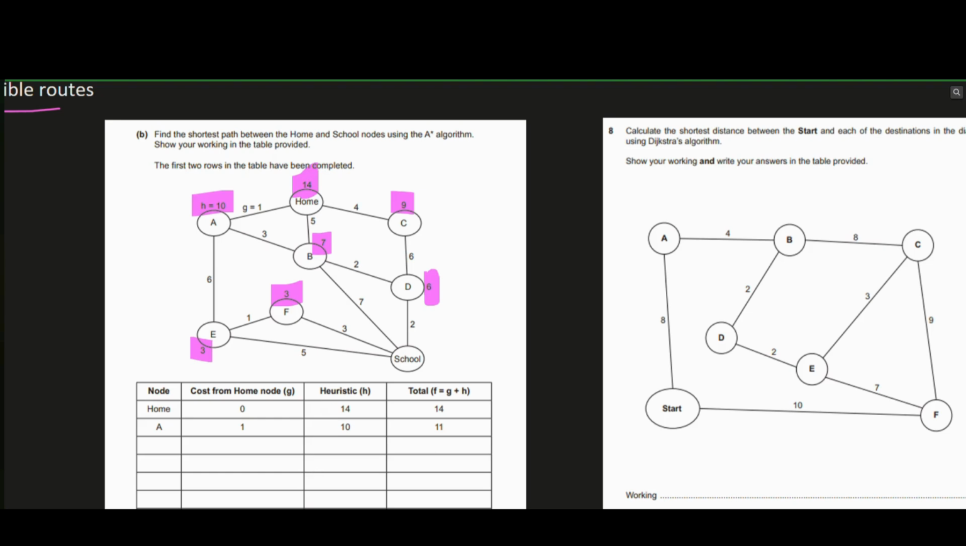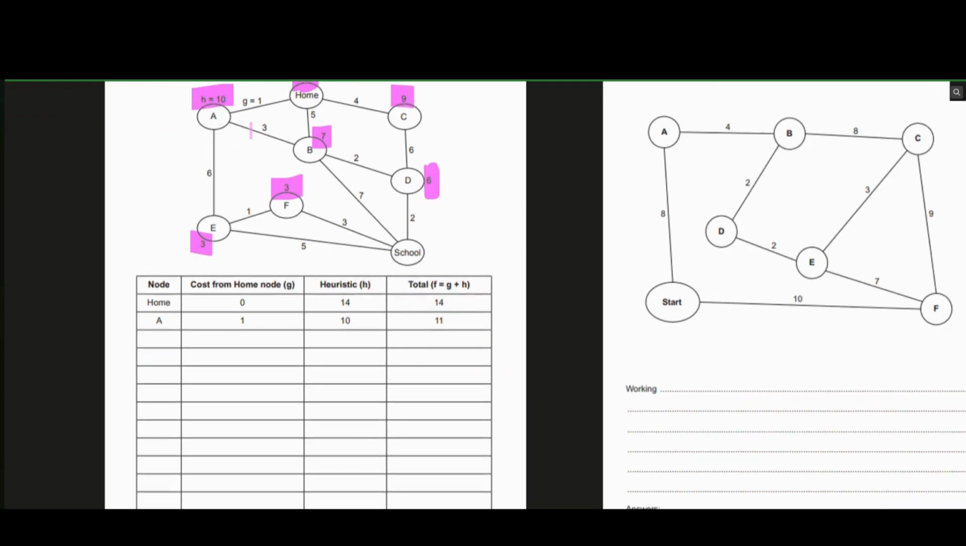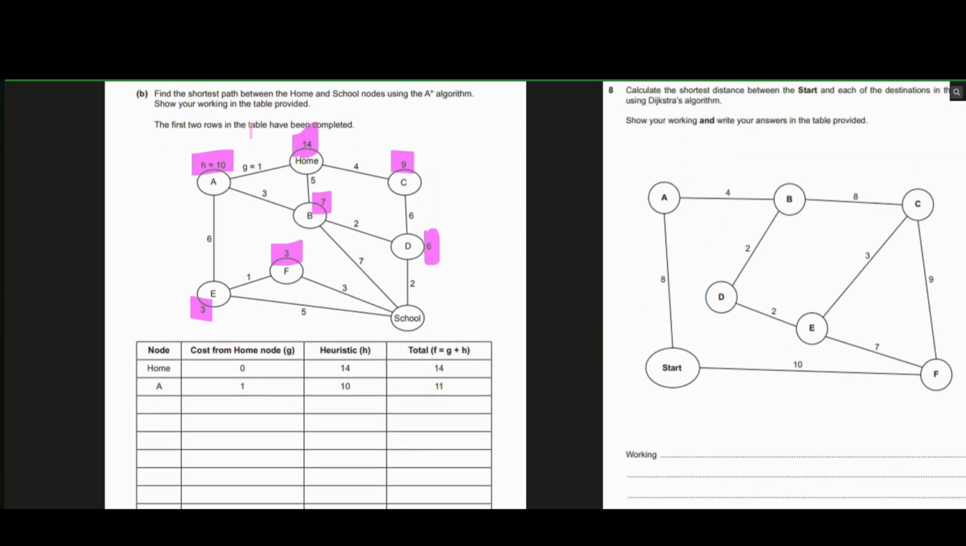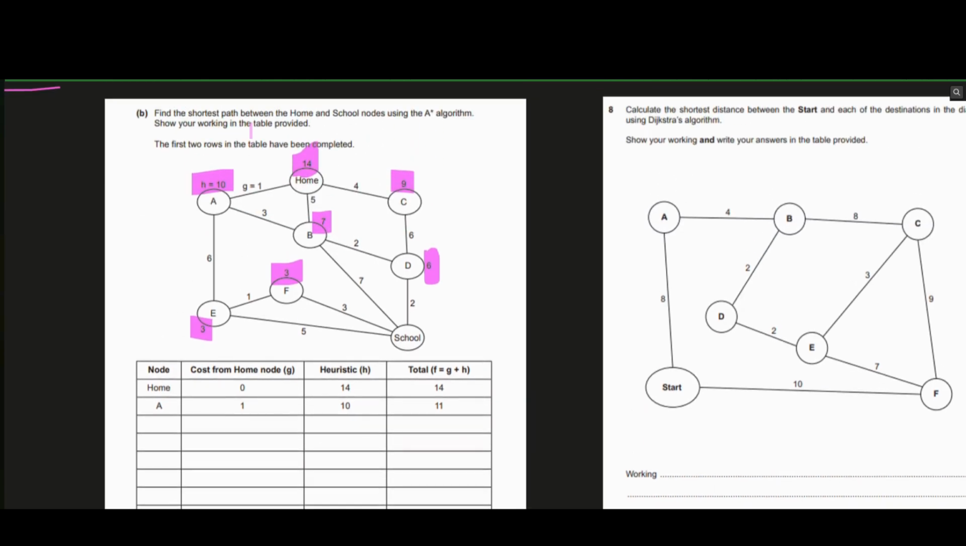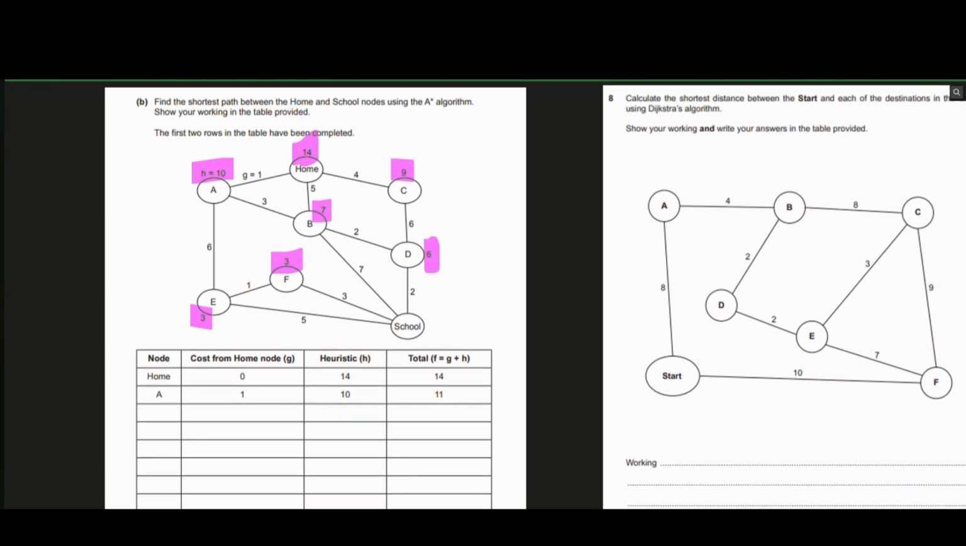So let's get started. Home to school, that is your goal. Home to school, I need to find the shortest distance. I need to take a good path. So currently I am over, oopsies.